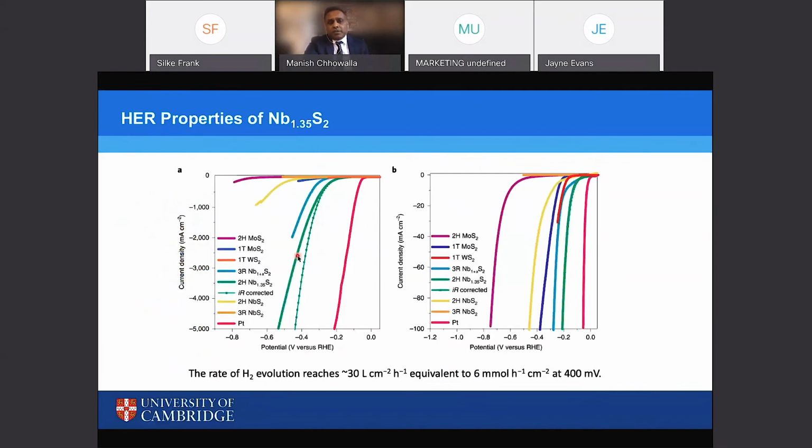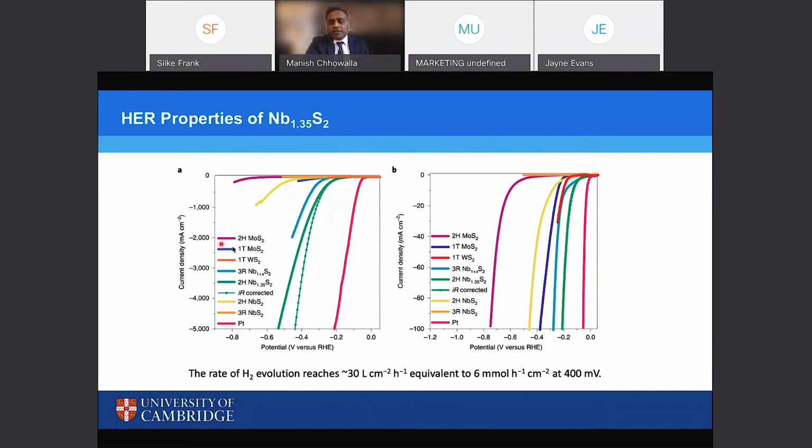So these are the polarization curves from the catalysis reactions, where I've plotted the current density as a function of the potential, where the potential is with respect to some reference electrode. These two plots are exactly the same. The vertical axis here only goes up to 100 milliamps per centimeter squared. So this is just a very small region of this plot that's been expanded.